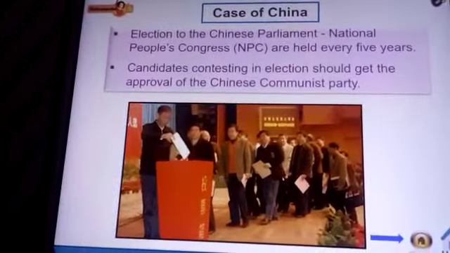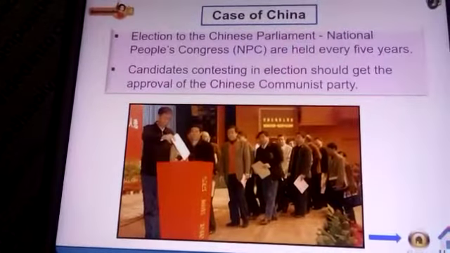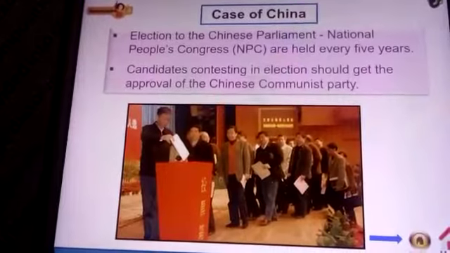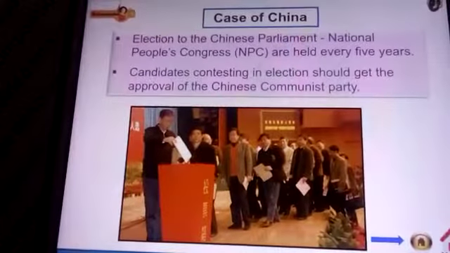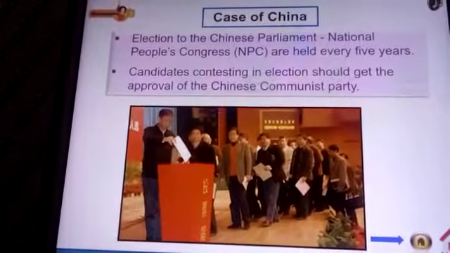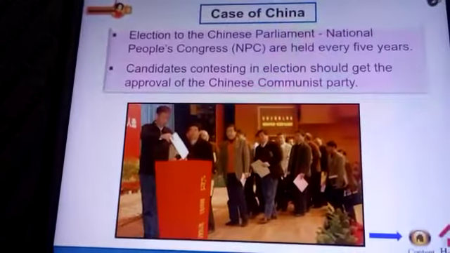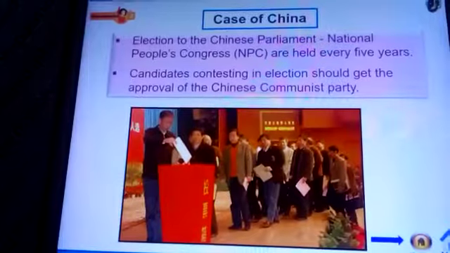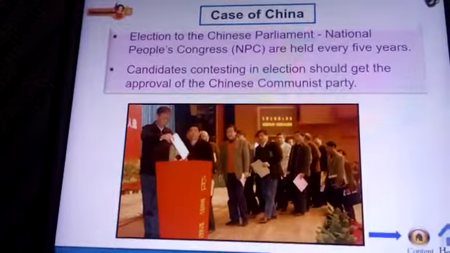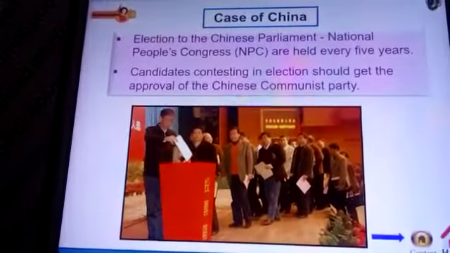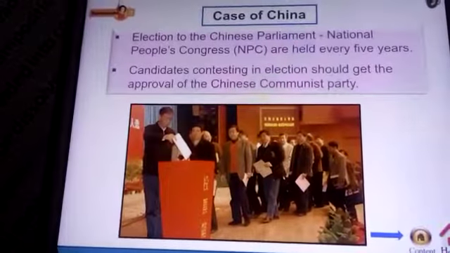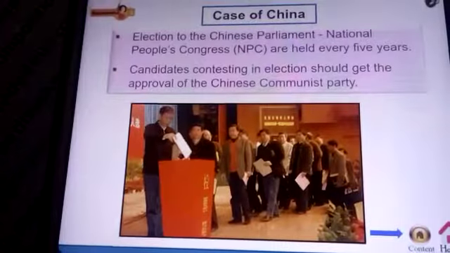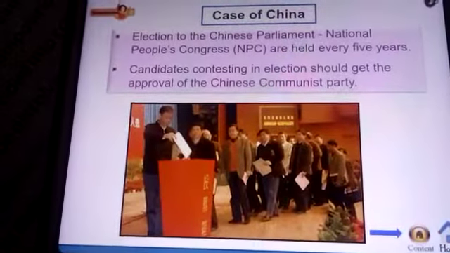Case of China. We will now closely examine the electoral process in the communist state of China to understand how it is different from elections in democratic countries. In China, elections to the Chinese parliament, also called the National People's Congress or NPC, are held once every 5 years. Candidates contesting in the election should get the approval of the Chinese Communist Party.